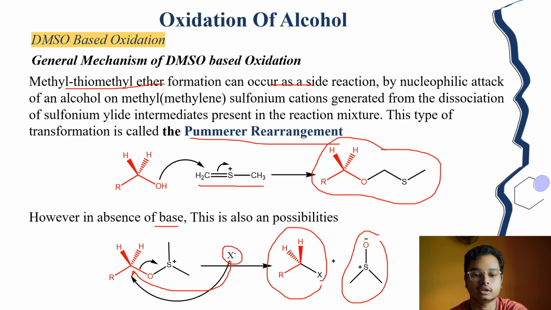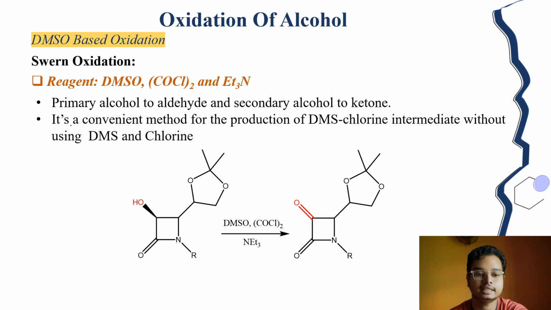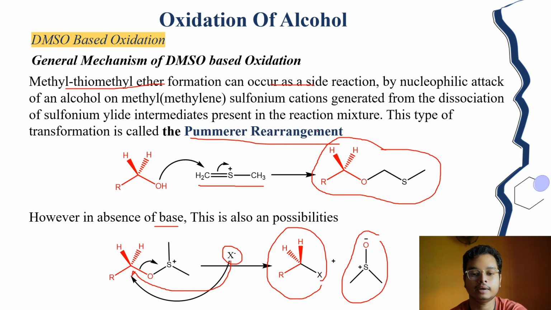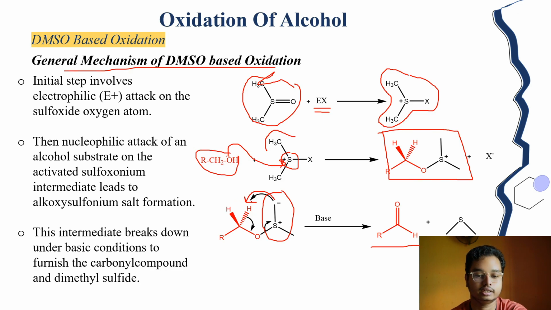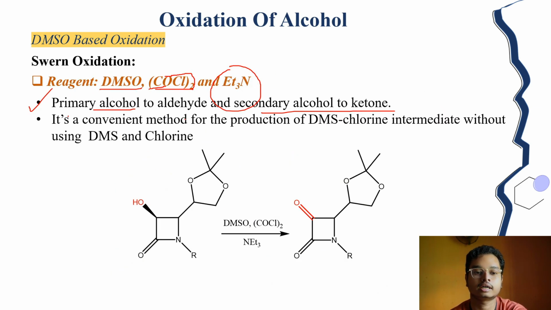Now let us talk about Swern oxidation in detail. In Swern oxidation, the reagent is DMSO, the electrophilic reagent is oxalyl chloride, that is (COCl)2, and the base is triethylamine. Swern oxidation converts primary alcohol to aldehyde and secondary alcohol to ketone, and tertiary alcohols are not oxidized, because in the mechanistic path, as I already discussed, the alpha hydrogen is required for generating the carbonyl compound. Also, it is a convenient method for producing the DMS chloride intermediate without using DMS and chlorine.